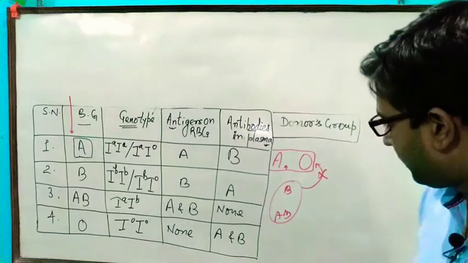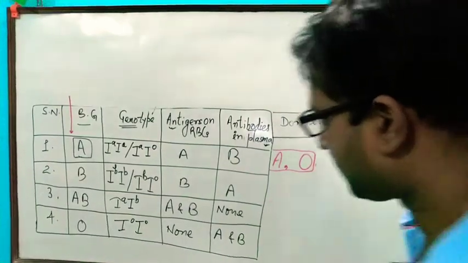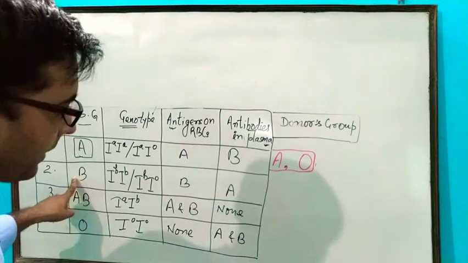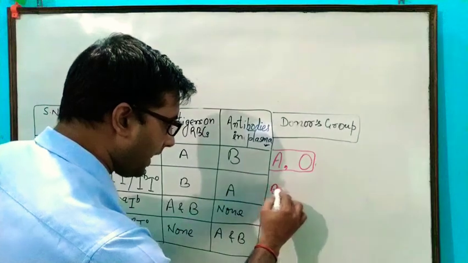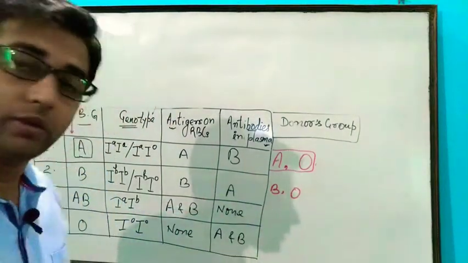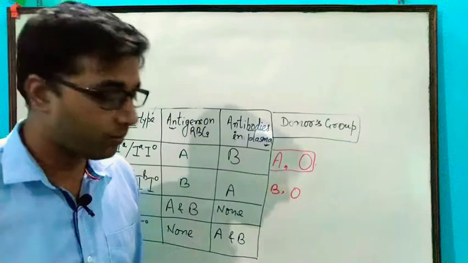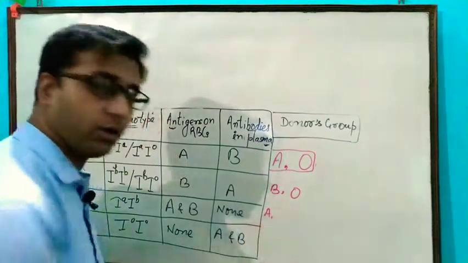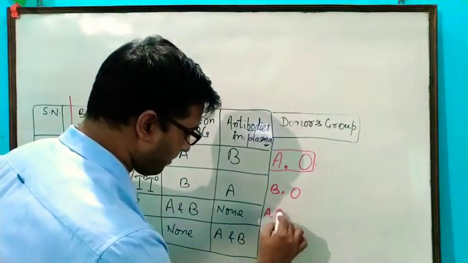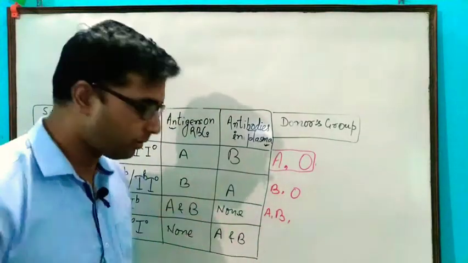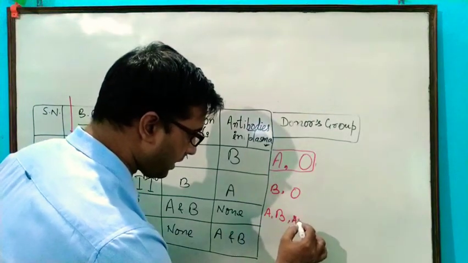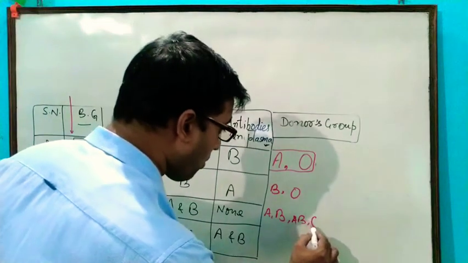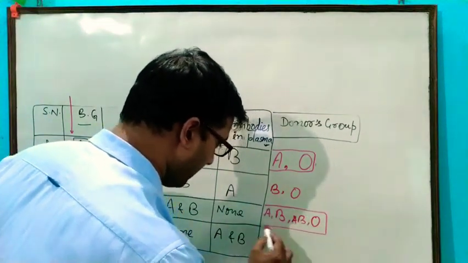Now we have to develop some more concepts regarding this. Let us consider this time the patient is B, then the donor will be either B or O. In the case of AB, blood group A can also donate blood, blood group B can also donate blood, blood group AB can also donate blood to the AB person, and O also donates blood.